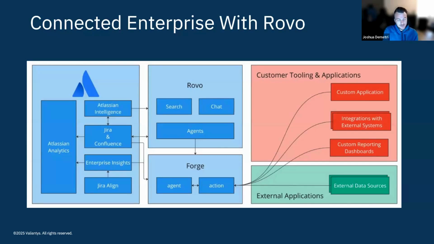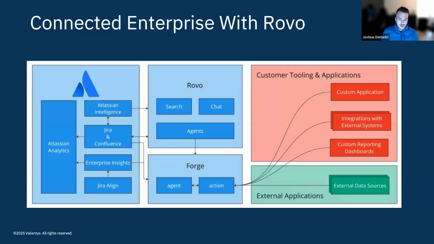So on the left side in the blue, you're going to see everything that's Atlassian. So these are all the Atlassian products like Jira, Confluence, Jira Align, Atlassian Analytics, Atlassian Intelligence is on there as well. And then we've also got Rovo. Rovo is going to be the main topic here, obviously. And we also have on there Forge.